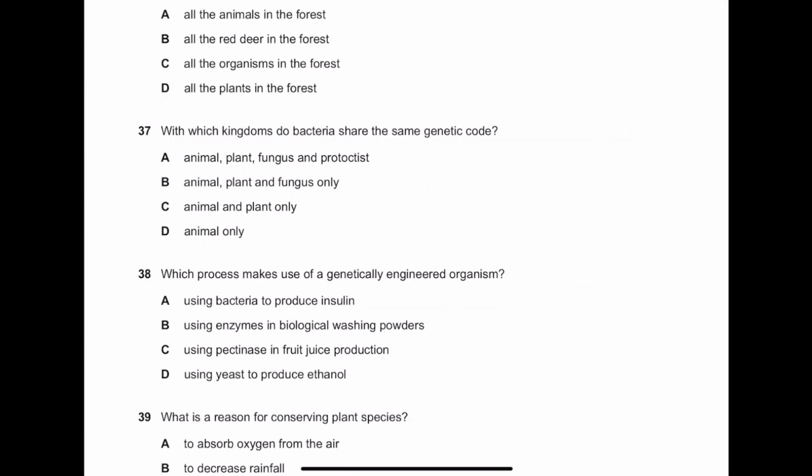Number 37. With which kingdoms do bacteria share the same genetic code? Genetic codes are actually shared in many organisms. This question is asking which kingdoms bacteria share the same genetic code with. It's going to be A, because the same genetic codes are shared within many organisms. Almost all organisms share the same genetic code.